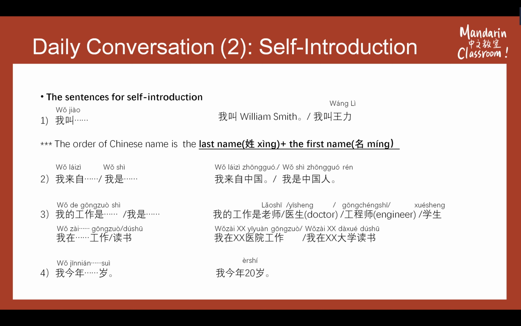But for the fourth sentence, maybe you could choose to say it or not in your self-introduction. It's to say the age. So, 我今年 blah blah 岁. It means I am blah blah years old. For the numbers, we will learn in the next class. So here I just make an example.